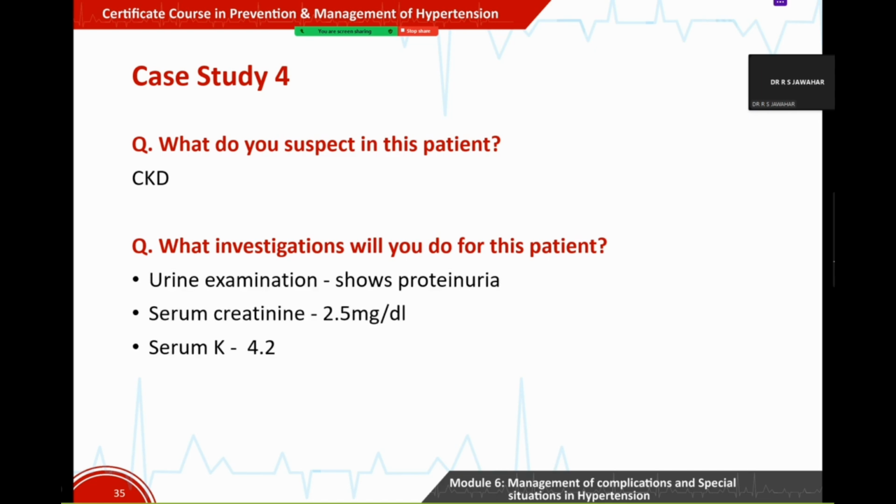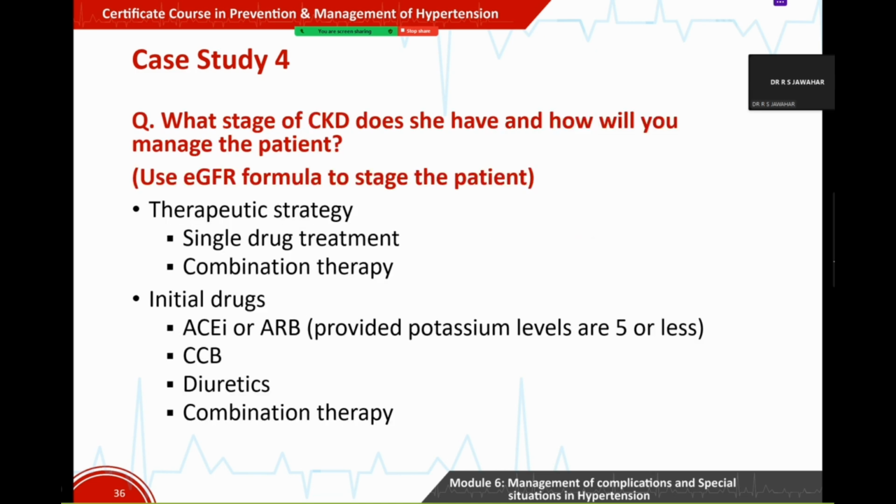What do you suspect in this patient? It is CKD. What investigation will you do? Urine examination shows proteinuria. Yes. Creatinine level is elevated, 2.5. Potassium level is normal, 3.5 to 5 is the normal, here 4.2. If the potassium level is more than 5 or 5.5, then hyperkalemia is also there.